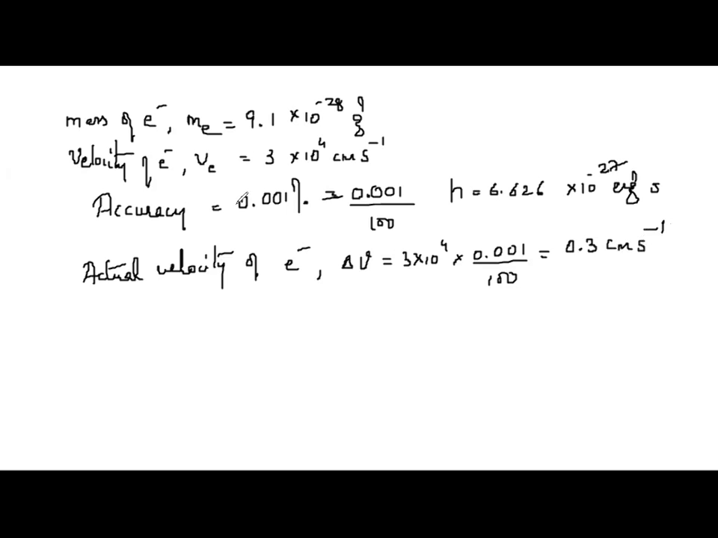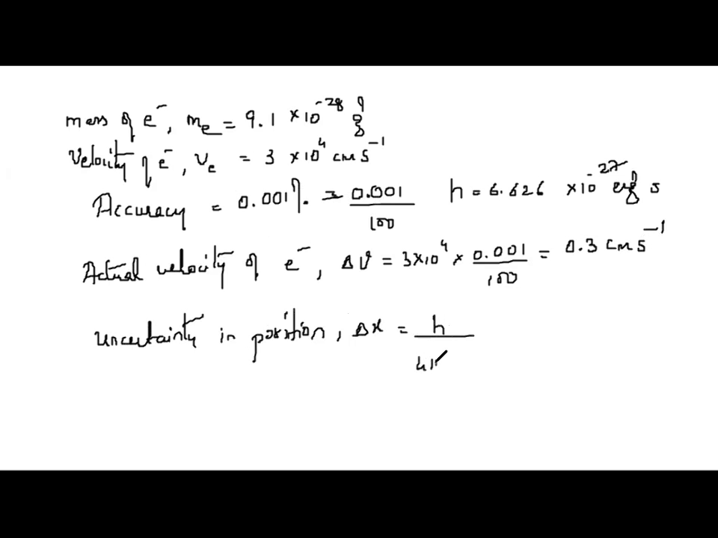Actual velocity. Accuracy is given, so multiply that accuracy with the velocity, and you will get the actual velocity. So they have asked for the uncertainty in position. Is it this that you have been asked? So what have they said?